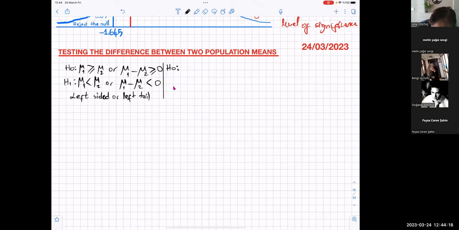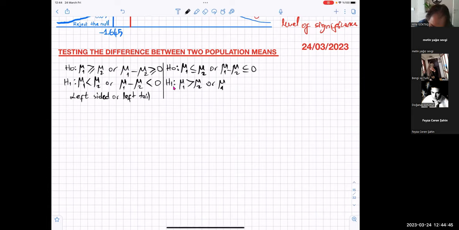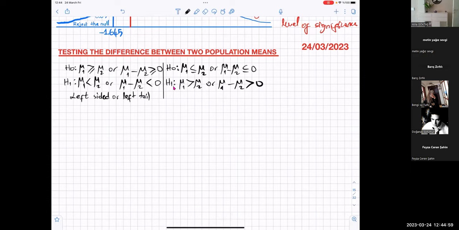Okay, I'll write it myself. I'm having difficulty in writing. H null is mu one less than or equal to mu two, or mu one minus mu two less than or equal to zero. And the alternative is mu one greater than mu two, or mu one minus mu two greater than zero. So this is right-sided, or right tail.